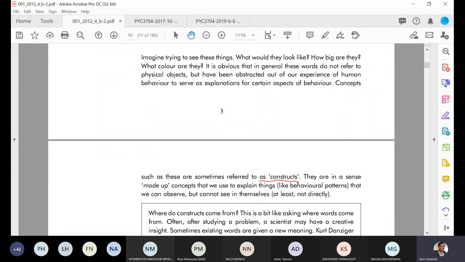Concepts such as this are sometimes referred to as constructs. They are, in a sense, made up concepts that we can use to explain things like behavioral patterns that we can observe but cannot see themselves, at least not directly. So we can observe them.